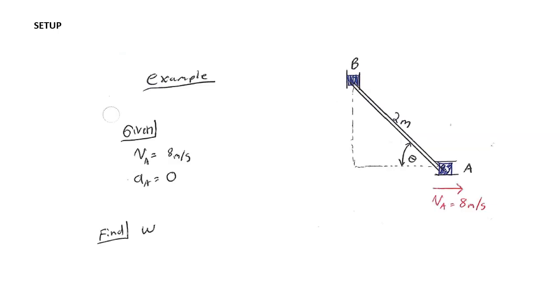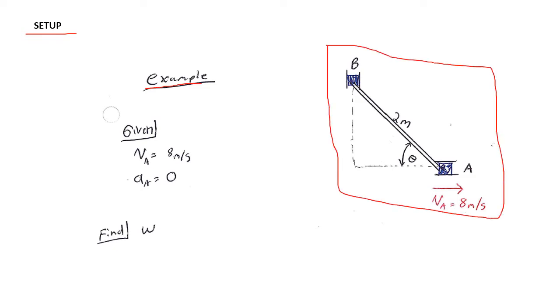Now that we've had a chance to read our problem statement, take a look at the initial diagram, and understand what they're asking for, we can create our setup page. In our setup page, we have this example problem. I redraw my diagram in a simplified form: slider block B up here, slider block A down here. I know this velocity is 8 meters per second. I have this theta term, and I know the length of the rod is 2 meters. So I redraw that.